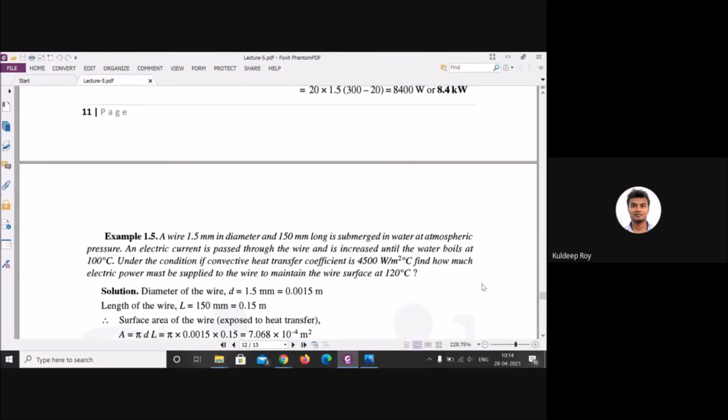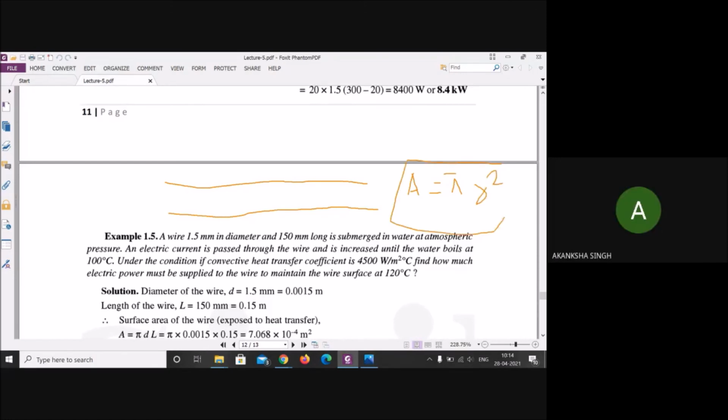The area that we are talking about is that of the pipe. Okay, this is the pipe. How will you determine the area? Tell. A will be pi r squared.